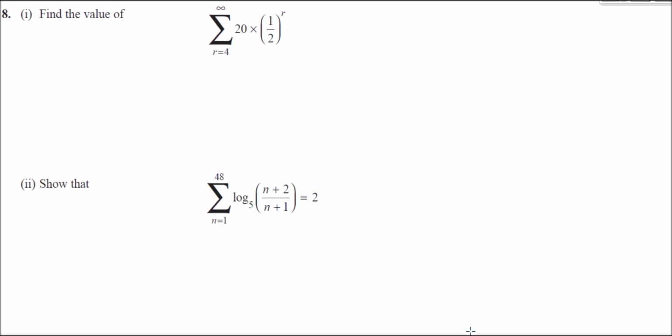Question 8, sequences and series. So 8 part 1, we're to find the value of 20 multiplied by a half to the power r. I'm going to explain a few different steps you might want to take for this one. What you could do, which I think is quite useful, is generate the first few terms of the sequence. And so what I'm going to do here, imagining r starting from 1.